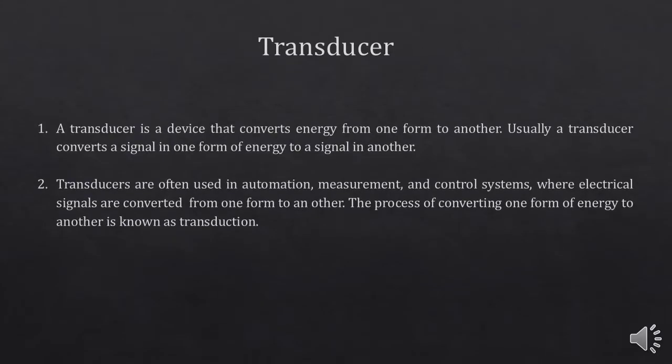We will begin with the concept of a transducer. A transducer is a device that converts energy from one form to another. Usually a transducer converts a signal in one form of energy to a signal in another. Transducers are often used in automation, measurement and control systems where electrical signals are converted from one form to another. The process of converting one form of energy to another is also known as transduction.